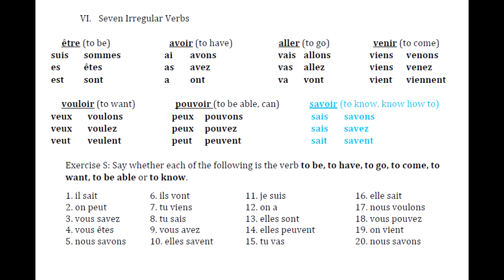To know. 9. Vous avez. To have. 10. Elles savent. To know. 11. Je suis. To be. 12. On a. To have. 13. Elles sont. To be. 14. Elles peuvent. To be able. 15. Tu vas. To go. 16. Elle sait. To know. 17. Nous voulons. To want. 18. Vous pouvez. To be able. 19. On vient. To come. 20. Nous savons. To know.